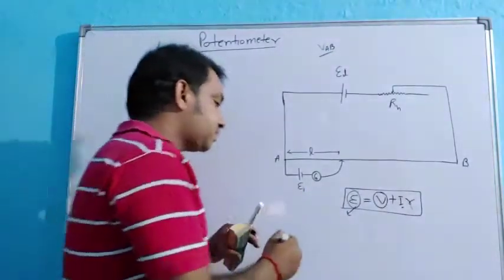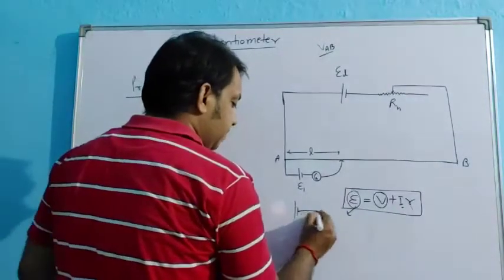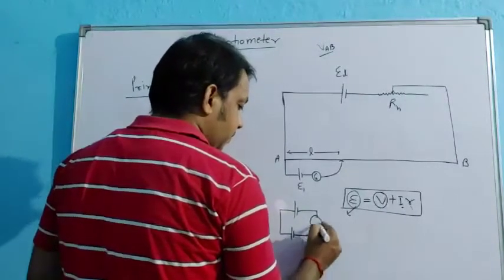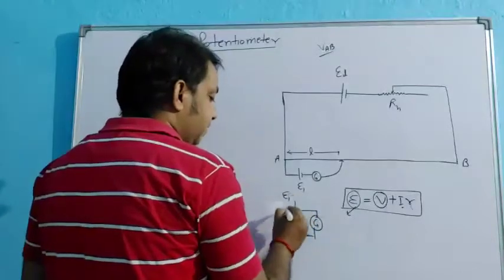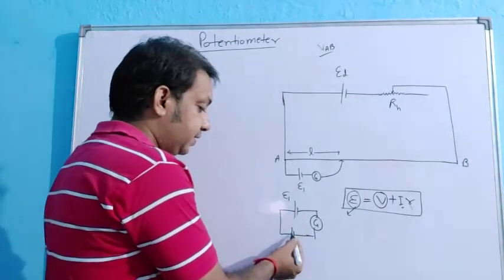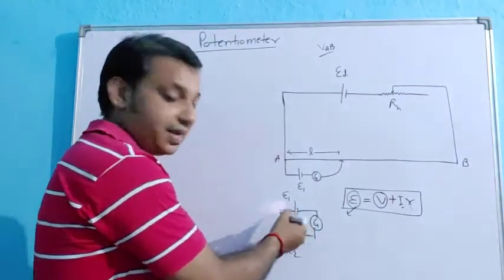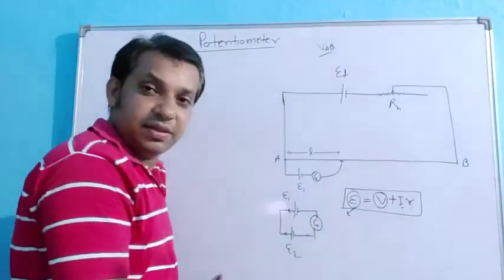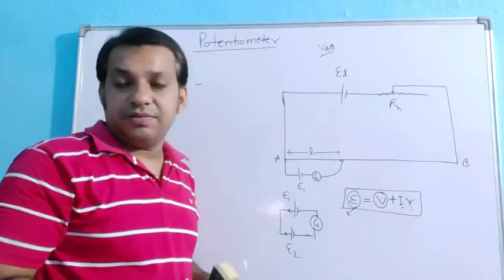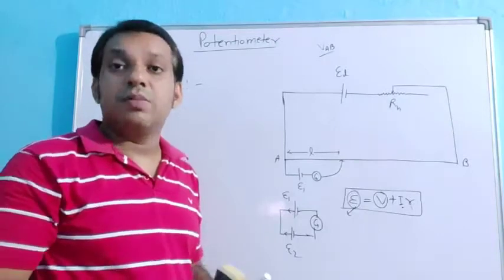Now suppose we have the arrangement like this, and suppose this one is E1 and this one is E2. Two cells are there and they are connected like this: the positive terminal and this also the positive terminal. Because of E1, the current tends to flow from the positive plate in this side, and because of E2 also in this side. You can see both the currents are moving in opposite directions. That is why their effects do not combine; they oppose each other.